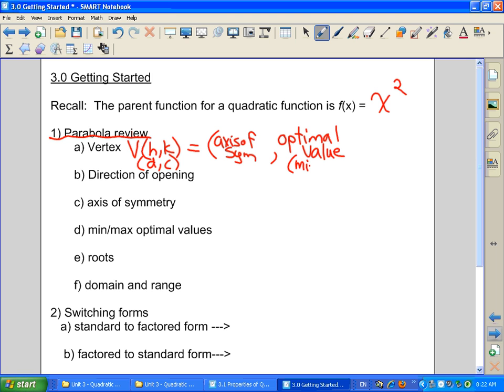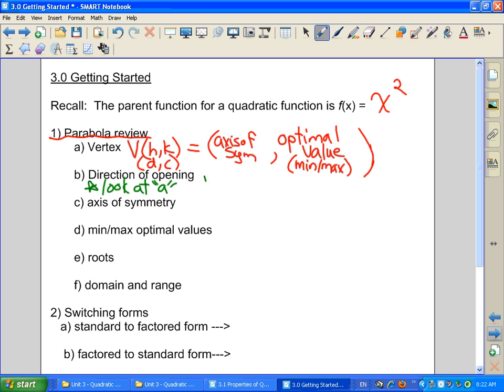So some of you know it as min-max, but it's called optimal value. Okay? So that ordered pair comprises those two things. Next, we'll take a look at the direction of opening. To do that, you need to look at A. And A is easily recognized in any form of the quadratic. It's always what's out front.